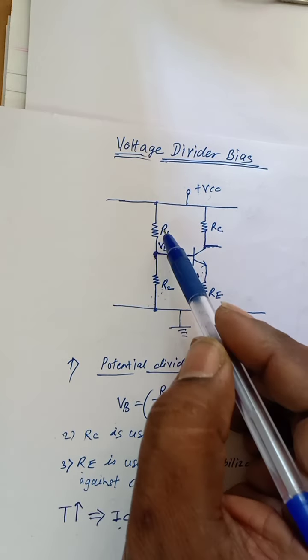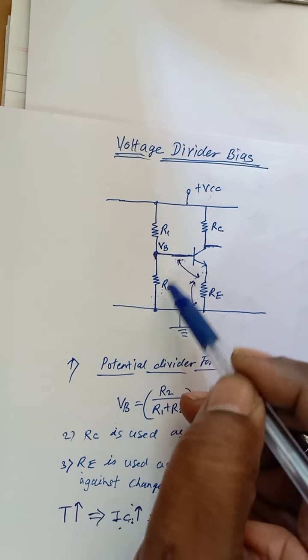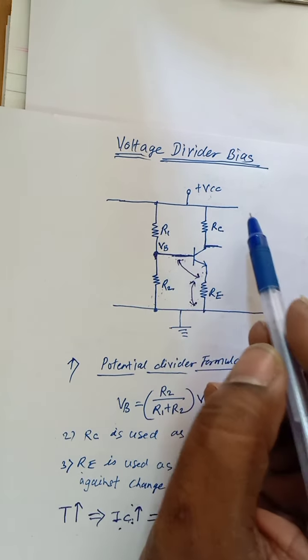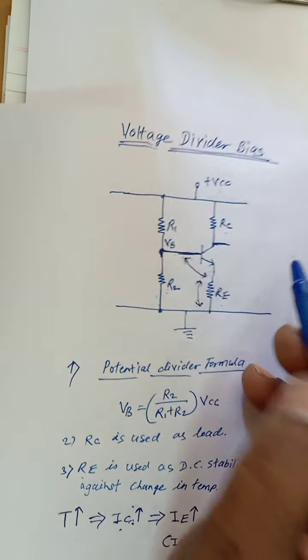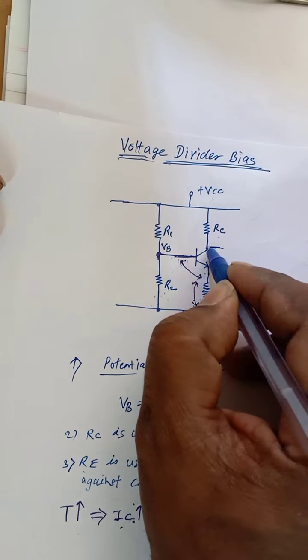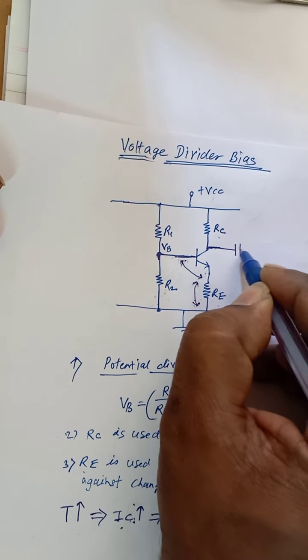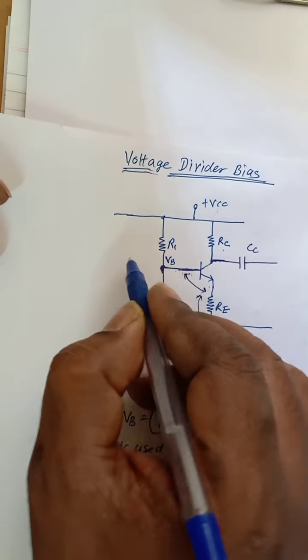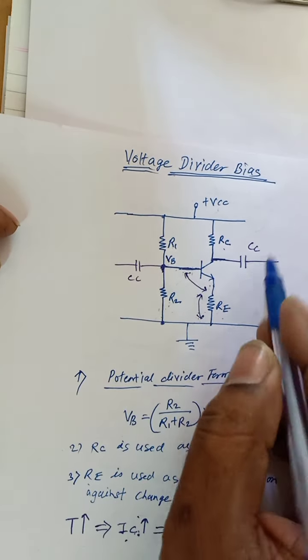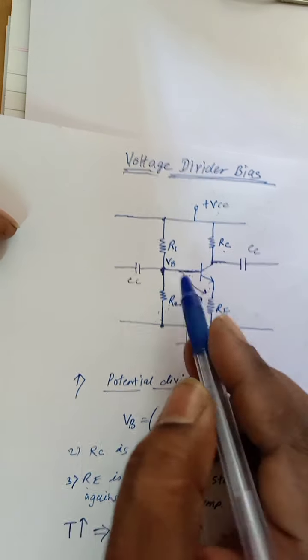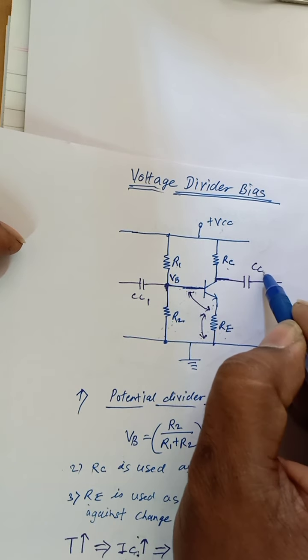So the working of R1 and R2: this is the R1 R2 potential divider bias, to bias the base voltage. RC is provided as the load. RE is used for the DC stabilization. There are two more components used here. One is the coupling capacitor, an input coupling capacitor and an output coupling capacitor, CC1 and CC2.